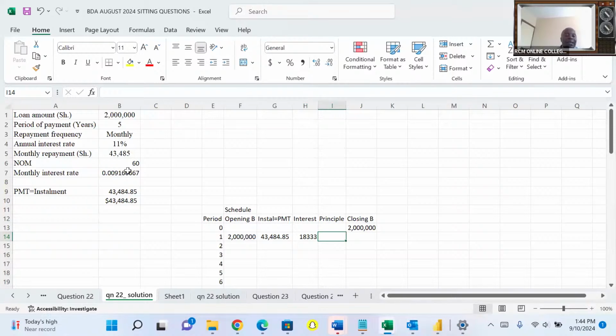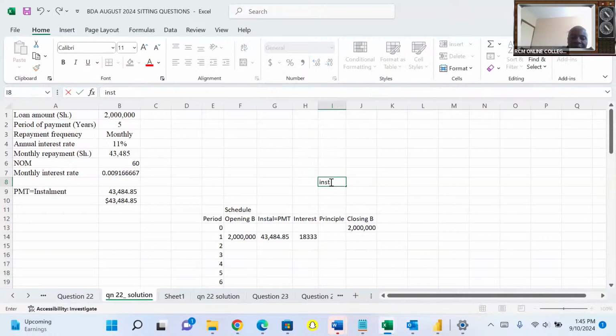Then I ask myself, how much in this case is the principal amount paid? Out of this 43,485, I know that interest is 1833. So, ladies and gentlemen, I always know that whatever installment is paid, it will always be equal to the interest for the month plus the principal. Interest plus the principal.